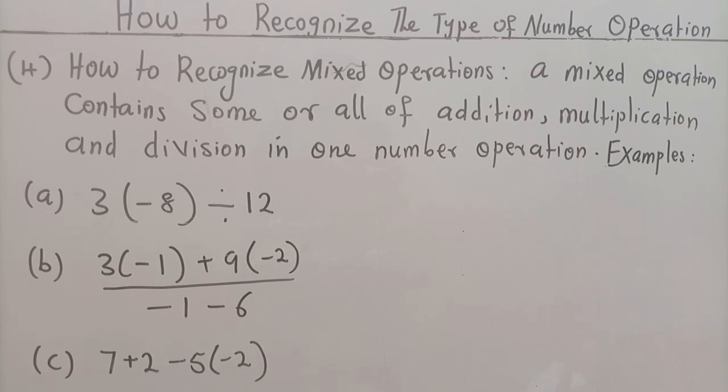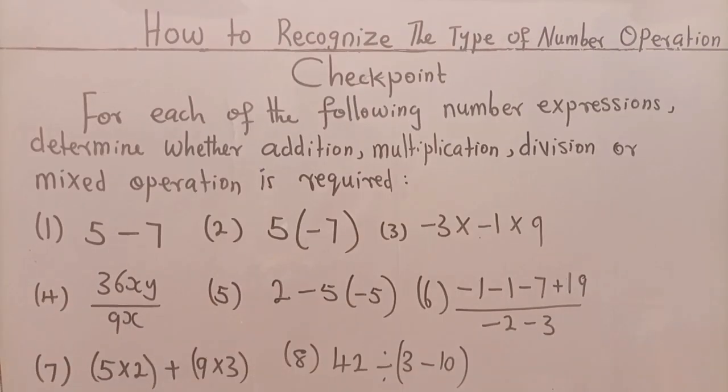Time has come for you to test if you really understood. Here comes the checkpoint. For each of the following number expressions, determine whether addition, multiplication, division, or mixed operation is required. See them here. 1, 5 minus 7. 2, 5 bracket minus 7. 3, minus 3 times minus 1 times 9. 4, 36xy over 9x. Number 5, minus 5 bracket minus 5.